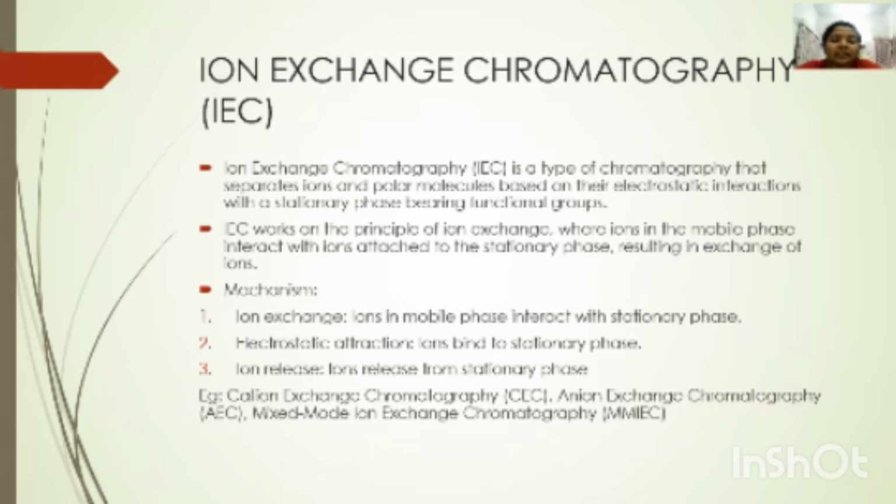In the next step, due to electrostatic attraction, what will happen? These ions will bind to the stationary phase, and then depending on the charge, they will gradually release. So for cation exchange chromatography, the resin should have a negative charge. Normally zeolite, where oxygen is present, will be used for that purpose. And for anion exchange, the resin should have a positive charge. For that purpose, we use quaternary ammonium salts in the stationary phase.